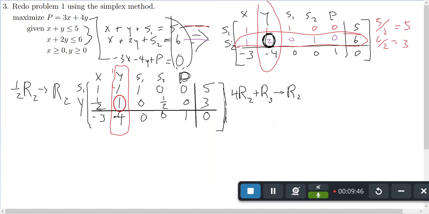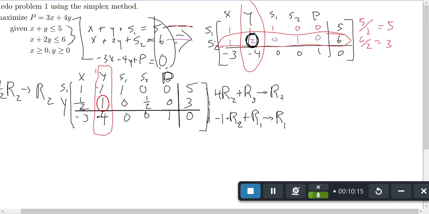And then, before we go on and do that operation, let's figure out what the other operation is going to be that's going to change this 1 into a 0. The additive inverse of 1 is -1. So we write -1 times row 2, our pivot, plus row 1, and that is going to replace row 1. All right, so those are our pivot operations that are going to lead to the next tableau.